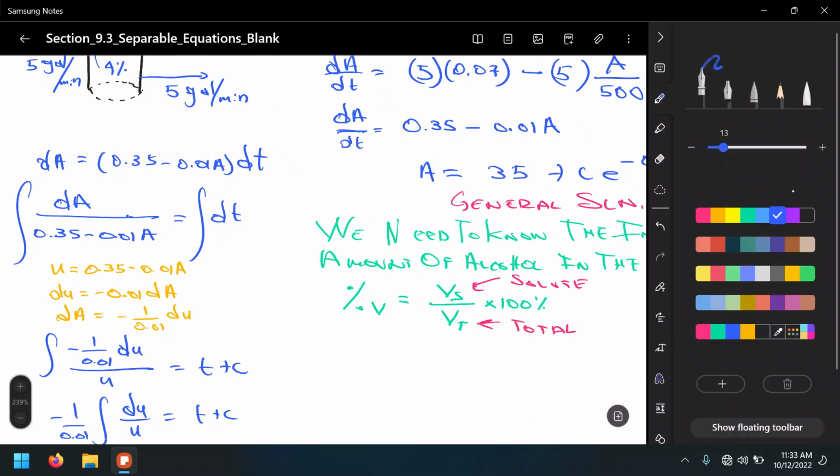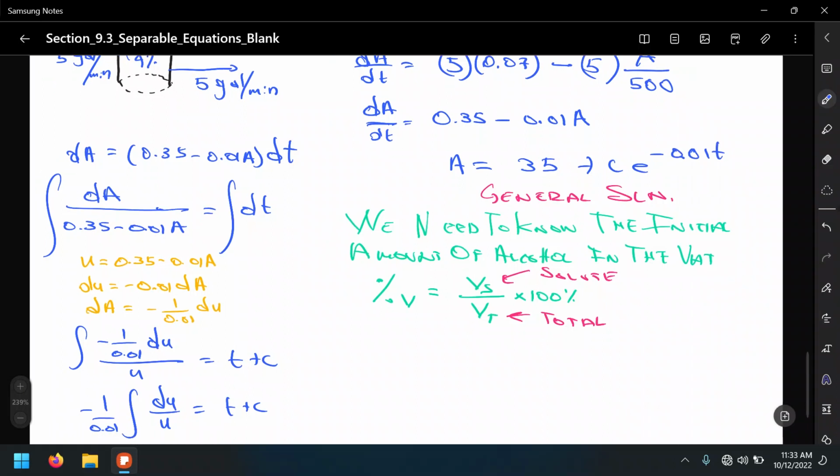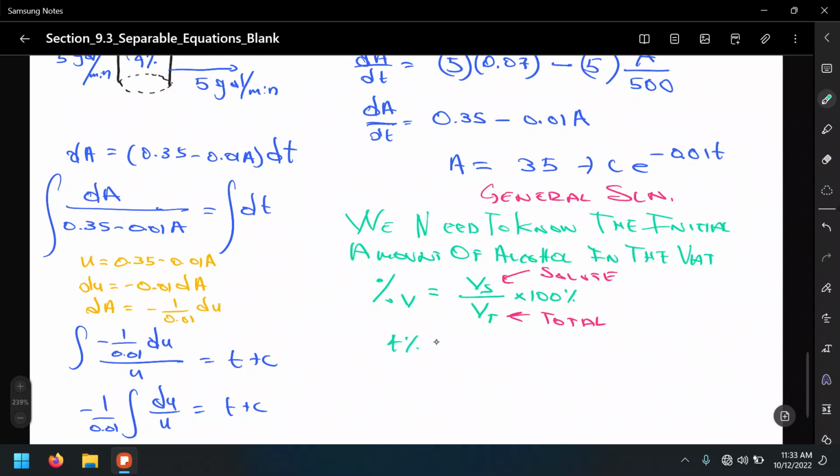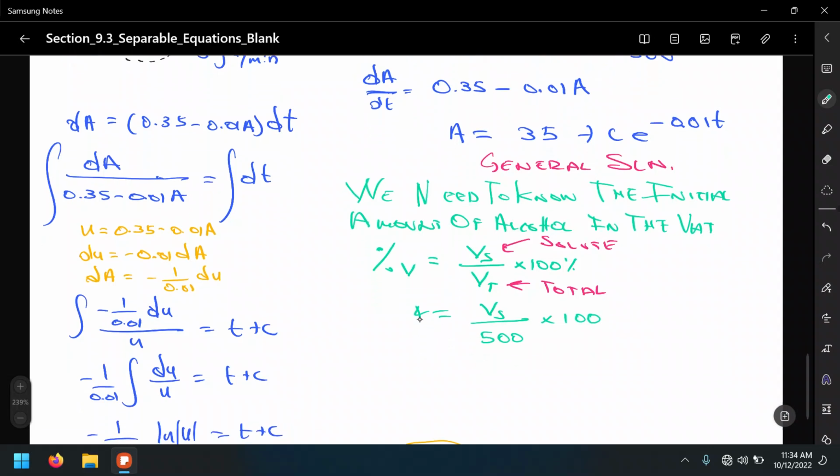All right? We know that the percent of the solution is 4%. And we know that the volume of the solute is the unknown, and then we know that the total volume is 500. That times 100%. We can actually get rid of the percent symbol. All right. So let's solve for Vs in this case. So that's 2,000 equals 100 Vs, and Vs, the volume of the solute, will be 20.